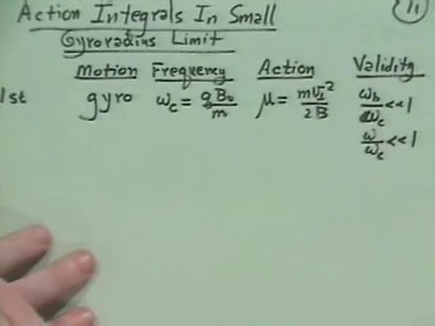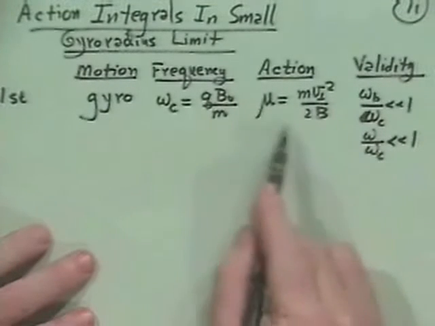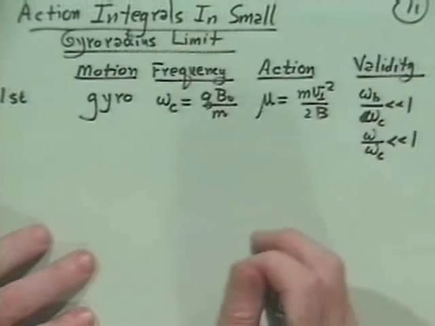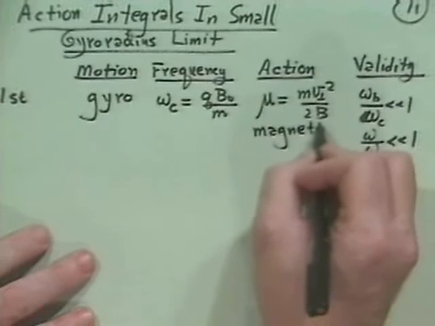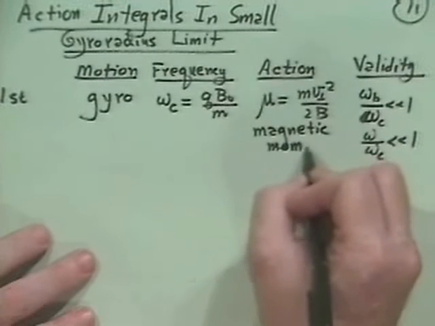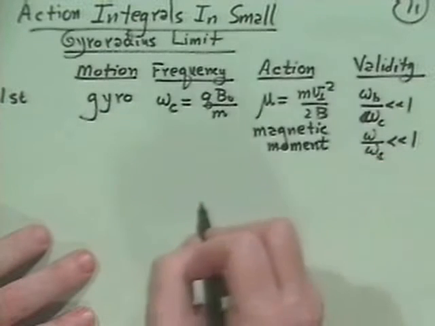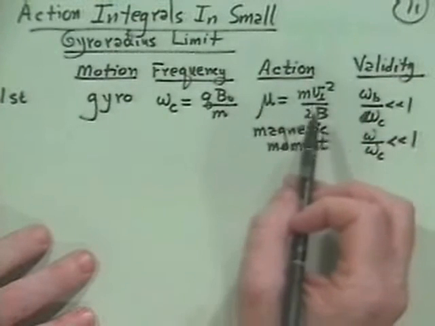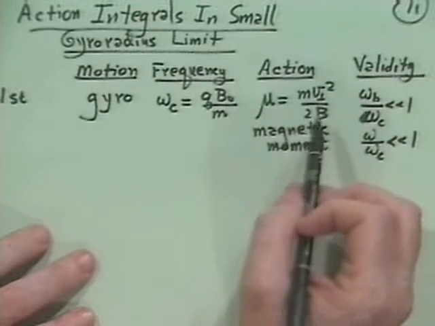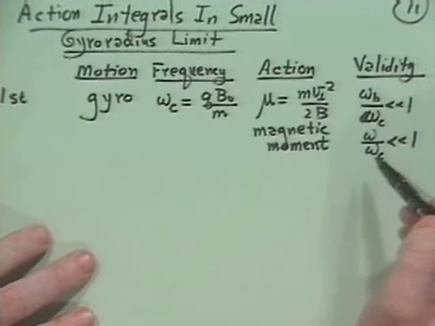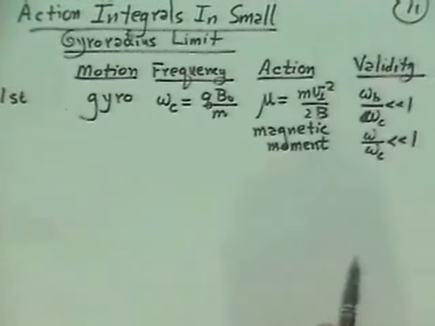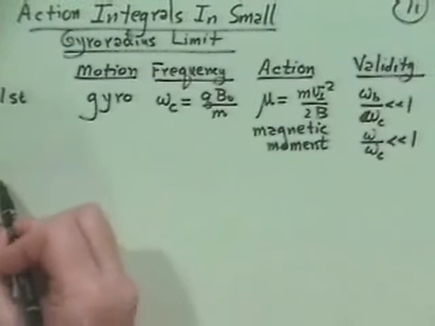What happens if I violate those? The magnetic moment is not constant. This is called the magnetic moment. So if I want to heat particles, I want to increase their v perp, irrespective of what's happening with B, and I've got to break one of these two constants of the motion. So I heat with frequencies of the order of the cyclotron frequency. We'll come back to that. I need to break that constancy.